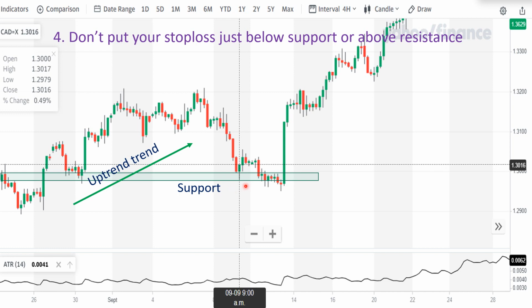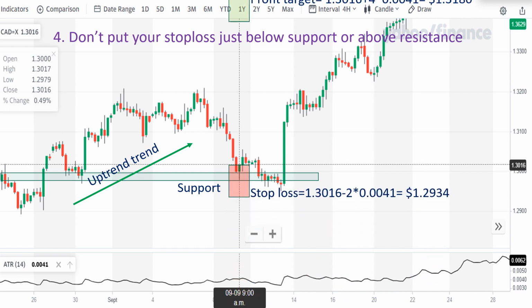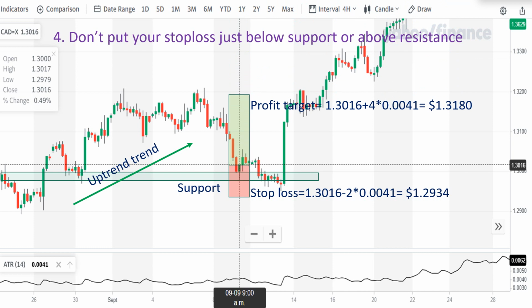This could be avoided if you put 1 or 2 ATR distance below the close price, maybe 2 ATR below the close price of this hammer, for a stop loss, and 4 ATR above the close price of this hammer for profit target. This way you get a 2-to-1 reward risk ratio. This is for stop loss and this is for profit target.